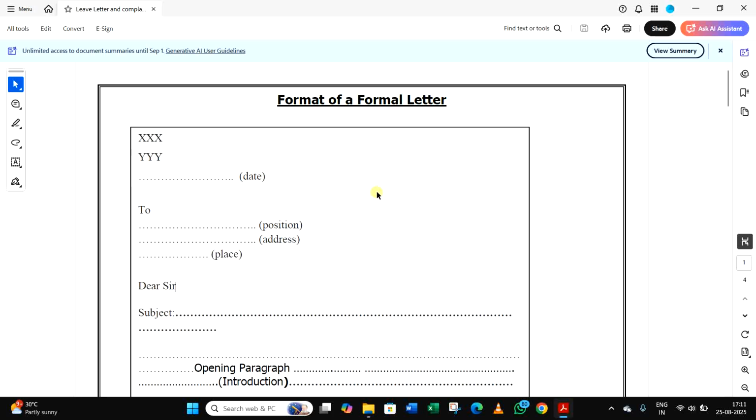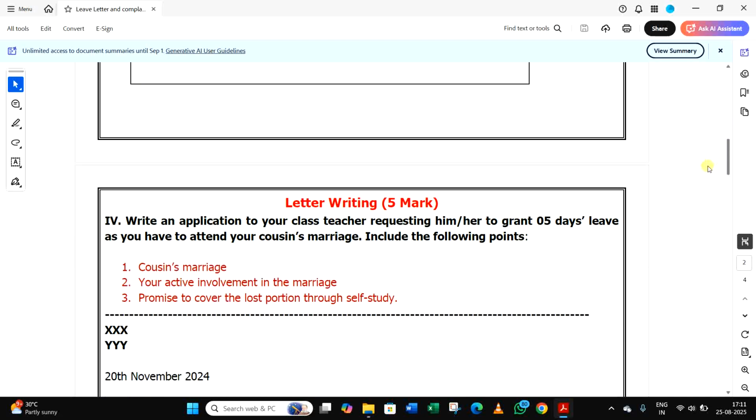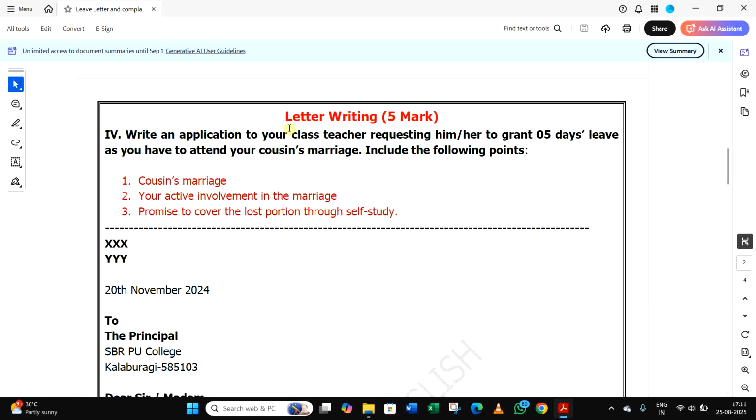If you want, you can put commas, but not necessary. We are following open punctuation style. So let us see one question, how the letter can be written. Letter writing for 5 marks. Write a letter to your class teacher requesting him to grant 5 days leave as you have to attend your cousin's marriage.